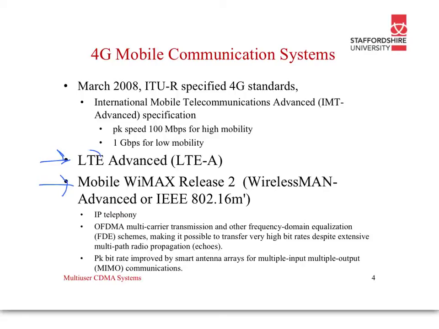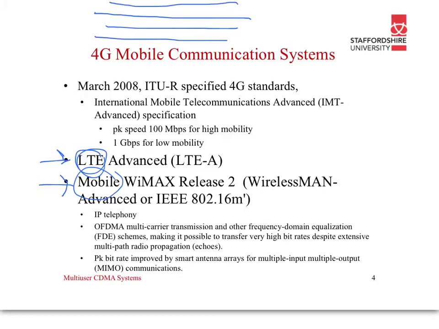So this will be used in the cellular, and this can be used for the high speed link, which is more like Wi-Fi and WiMAX. So IP telephony will be used, and orthogonal frequency division multiple access. If we think of code division multiple access, which we're going to talk about now, as a serial communication, like a serial circuit, then in OFDMA each user's data can be transmitted in parallel.